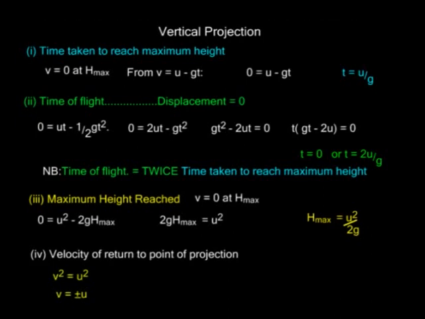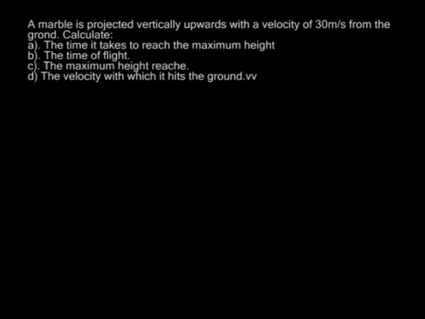One example. A marble is projected vertically up with a velocity of 30 meters per second from the ground. Calculate A, the time it takes to reach the maximum height, B, the time of flight, C, the maximum height reached, and D, the velocity with which it lands on the ground. And we are supposed to take g is equal to 10 meters per second squared.